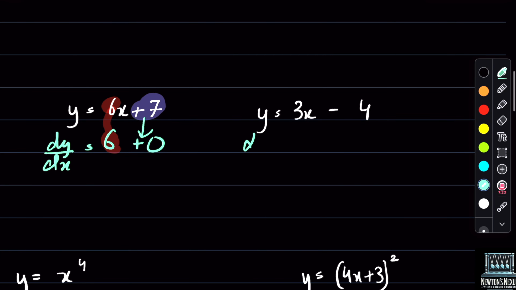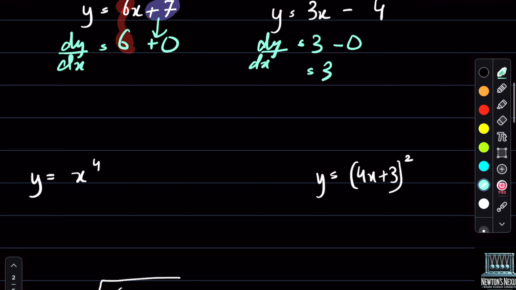Similarly, for my derivative of y is equal to 3x minus 4, well, by alone variable I mean the power of 1. The derivative of a variable with a power of 1 will always be its coefficient. So again, it's 3. And similarly, negative 4 is 0 because the derivative of a lone constant is 0. So 0. Okay, so my final answer is 3.